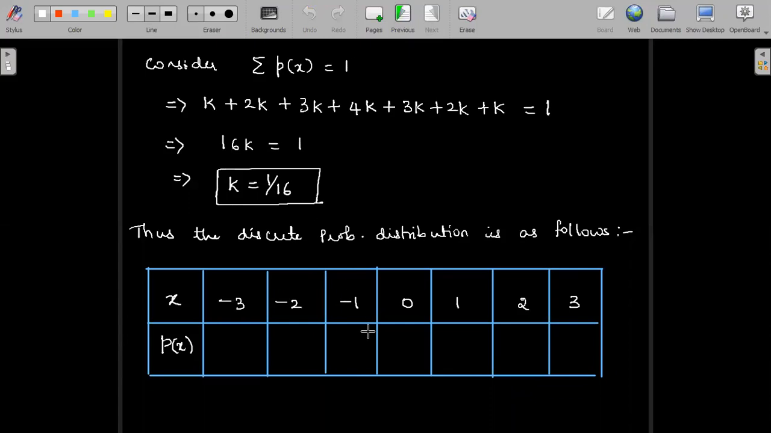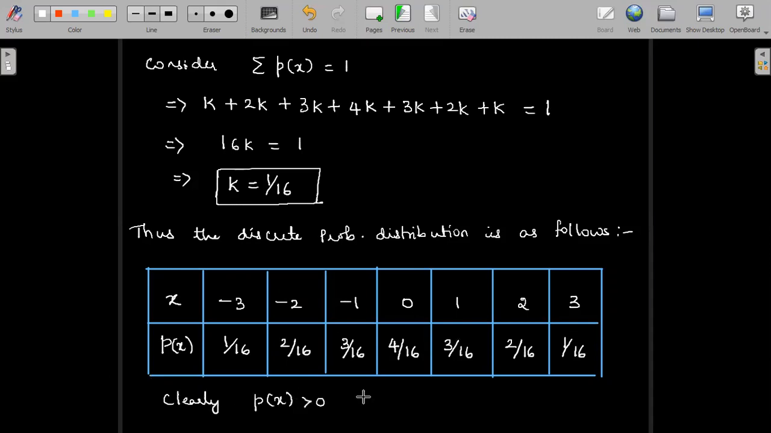Of course, we can write it down in the simplest fraction or we can retain it as it is. So I would like to retain it as it is and write it down. So this becomes 1 by 16, 2 by 16, 3 by 16, 4 by 16. Again, it is 3 by 16, 2 by 16, and lastly 1 by 16. So it is very much clear from the table that every p of x is positive and the sum of all p of x values is automatically equal to 1. This is obvious looking at the table.